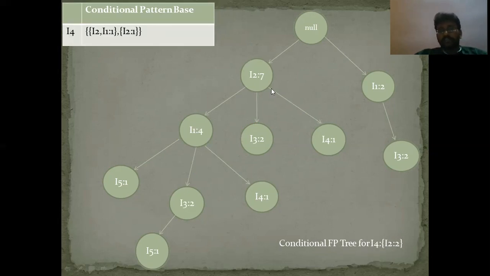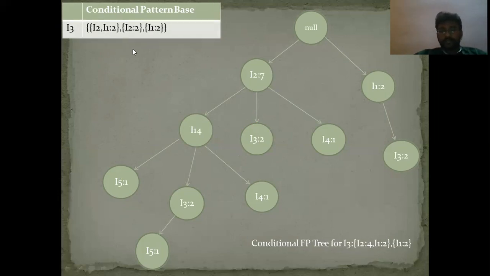Next we write the conditional pattern base for I4. Where is I4? I4 is here. For I4, what are the connected nodes? I2, I1 is the first one and the next one is I2 only. So the conditional FP tree for I4 is I2 repeated twice and I1 repeated once. We are neglecting I1 and considering I2 2 times.